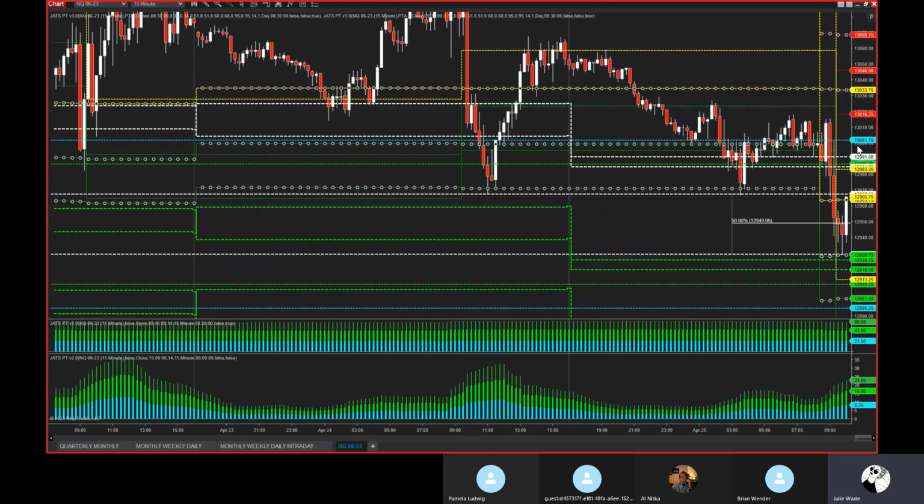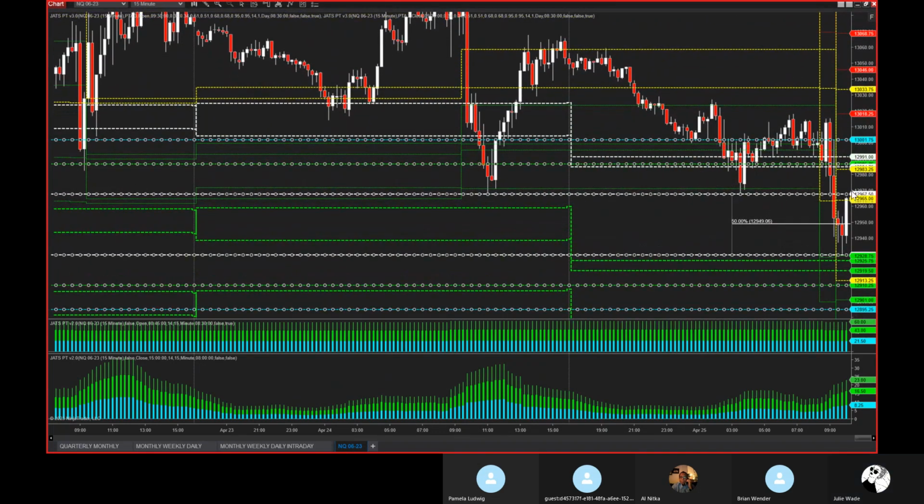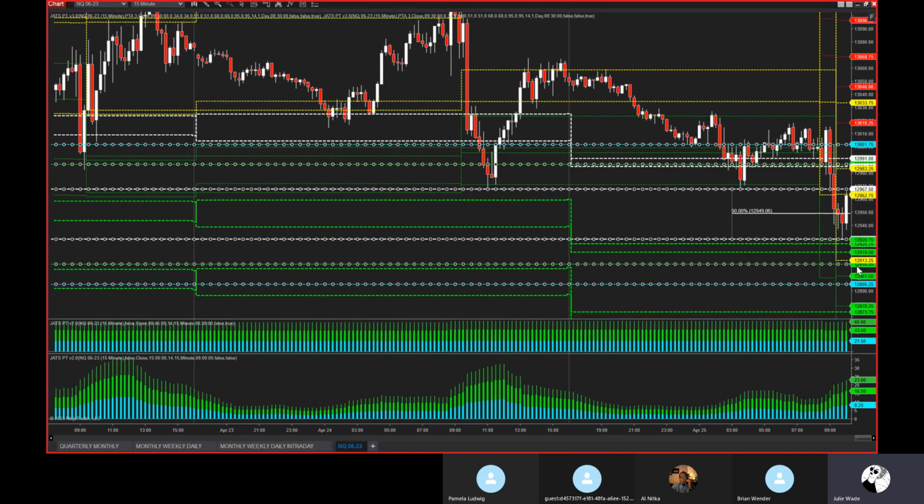And let's see if it's going to be tagging the upper one. Okay, there we go. Got 10 minutes left. That was a nice big bull bar. Got to the top of the PT1 of the little 15-minute range.